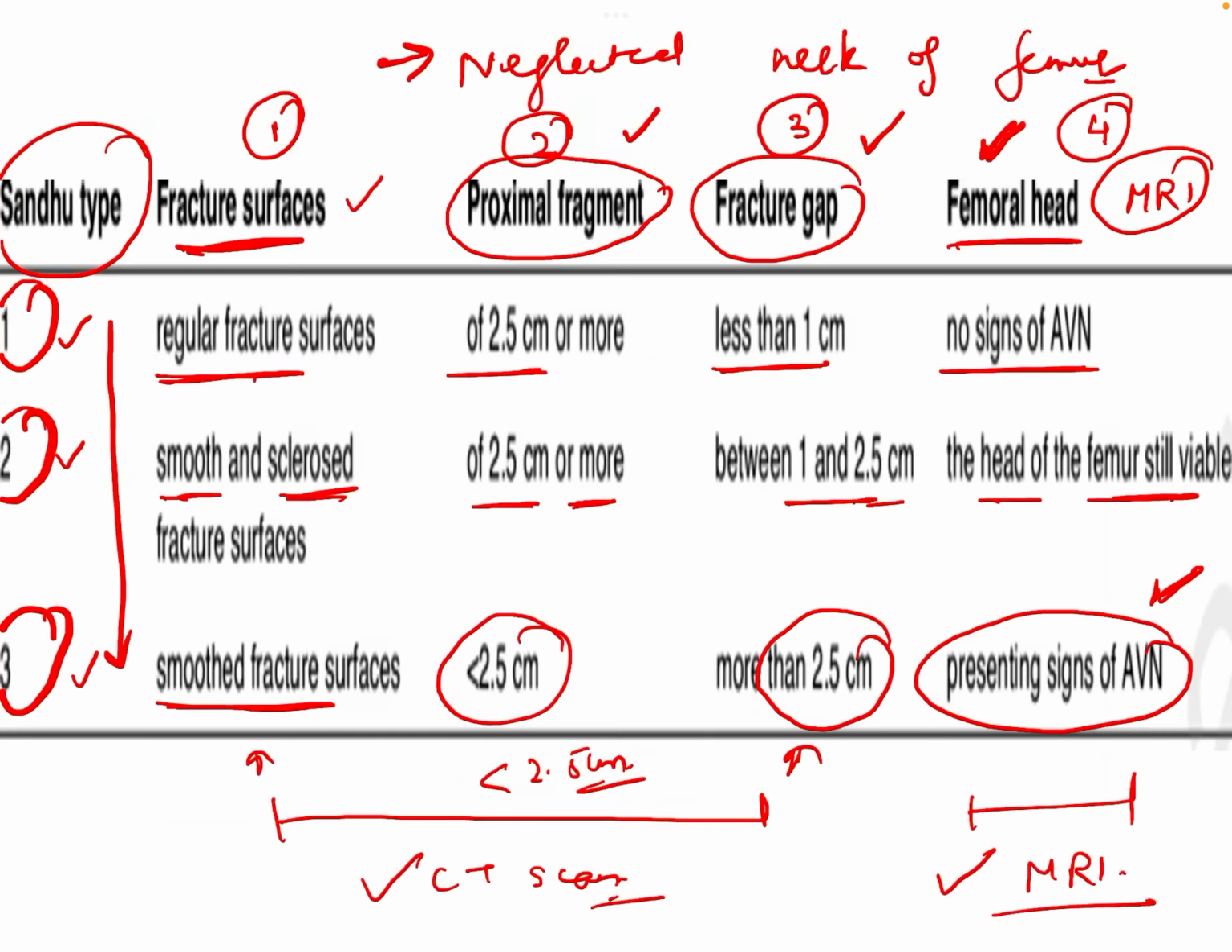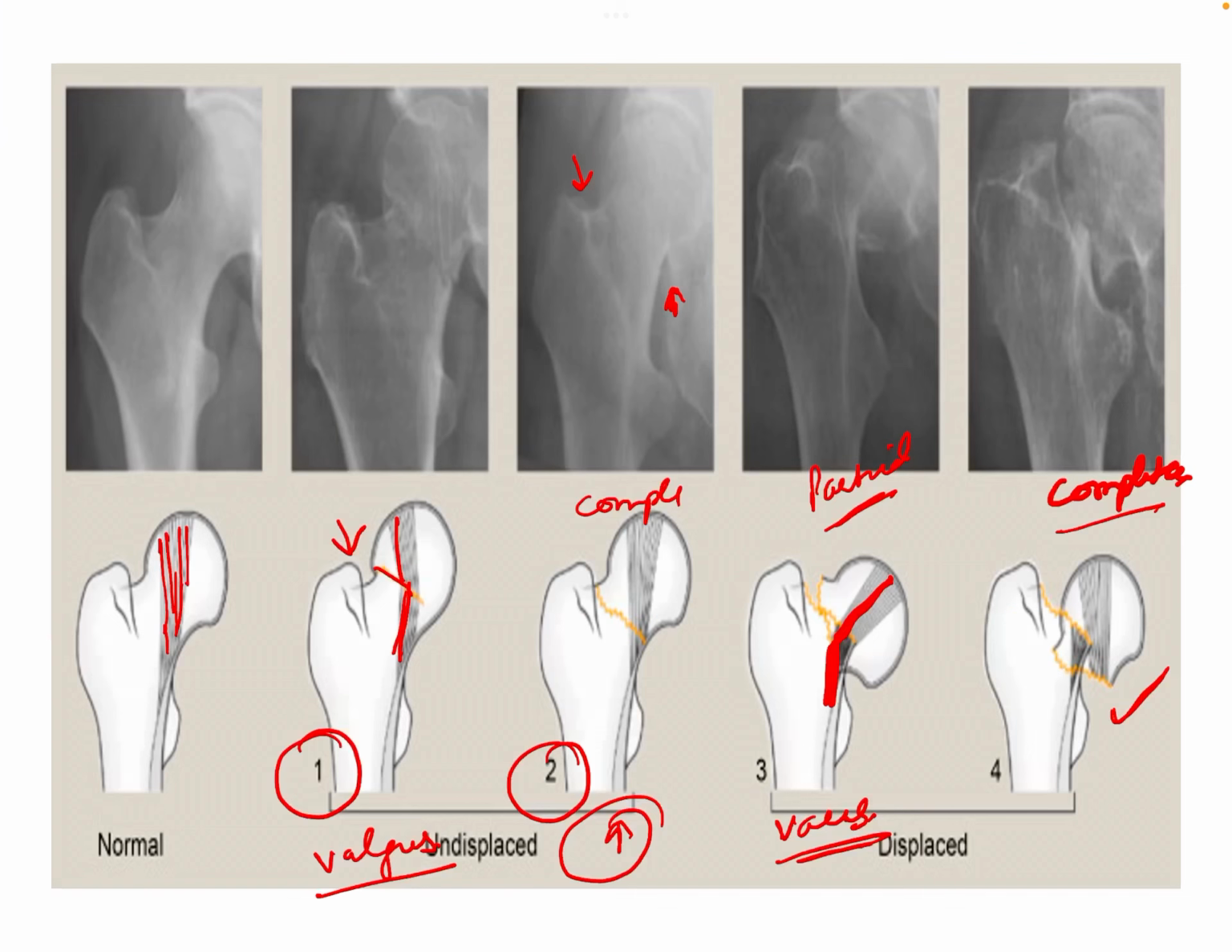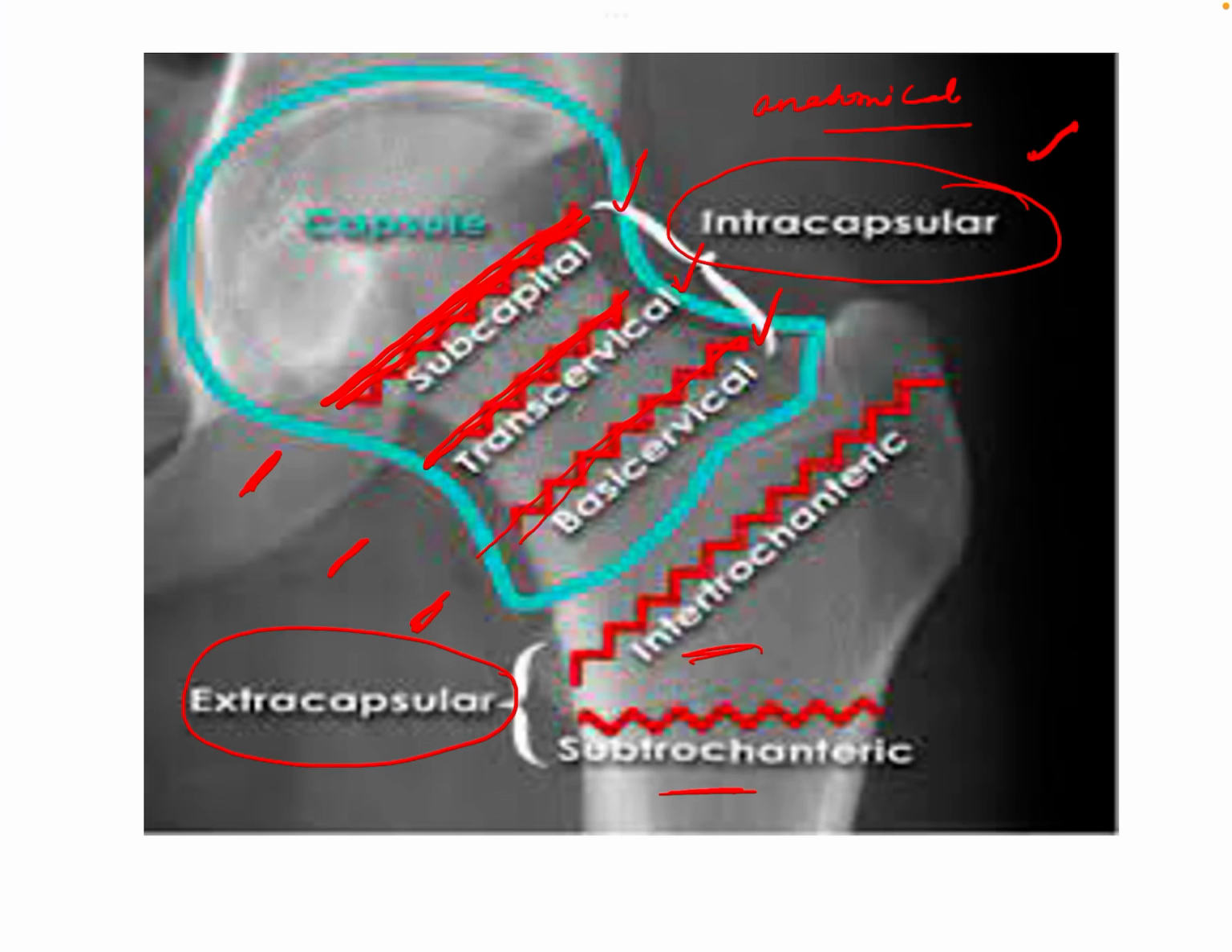So this Sandhu classification is for neglected neck of femur cases, while the Powell's, Garden and the anatomical classifications are for the acute cases.